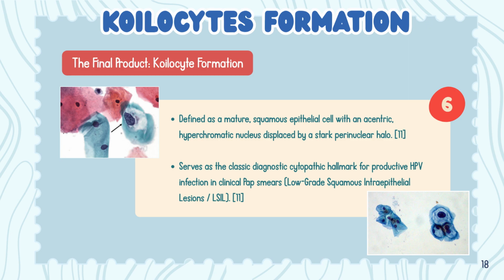So combining all of these features, the peripheral cytokeratin collapse, the clear paranuclear halo, and the enlarged, wrinkled nucleus, you get a fully formed koilocyte. In clinical practice, recognizing this specific cellular transformation in Pap smears is our definitive cytopathic hallmark for diagnosing an active, productive HPV infection.